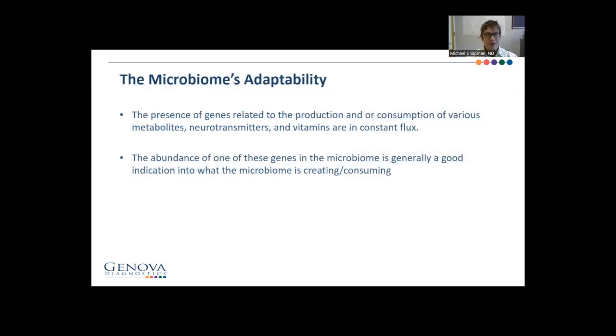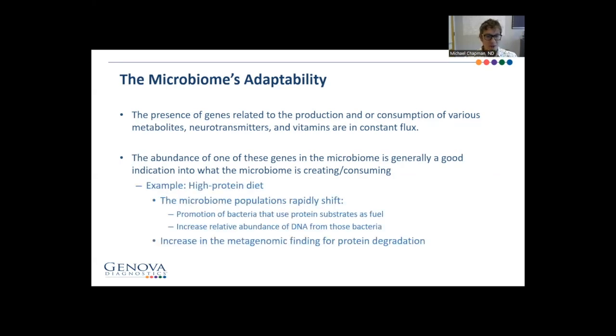One other thing I think is just fascinating is that the microbiome is so adaptable that the abundance of one of these genes in the microbiome is generally a good indication of what the microbiome is doing in that moment. So even if you're looking at the potential for the microbiome to produce something, or let's say break down protein, you're going to find more of that bacteria if you're eating a lot of protein.